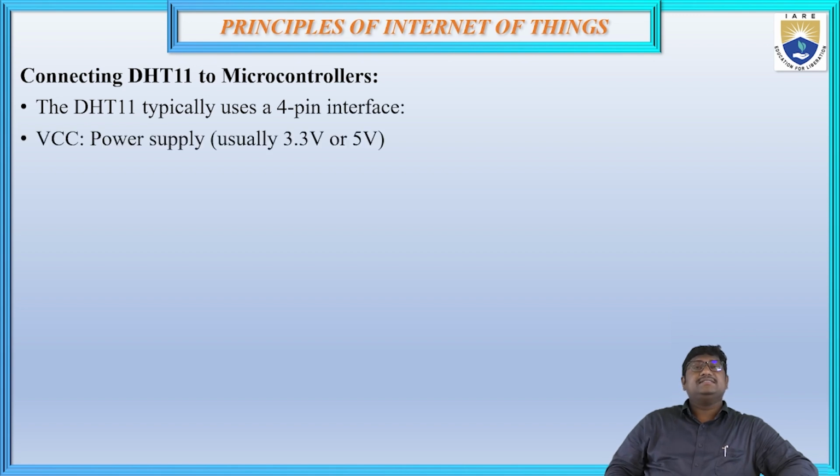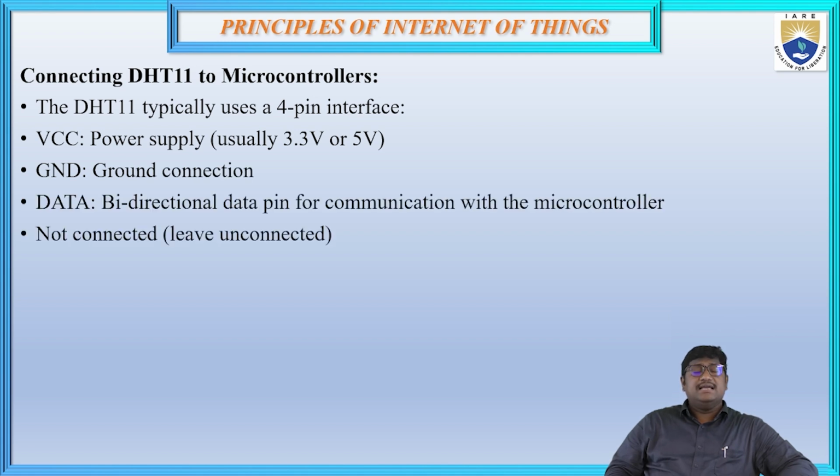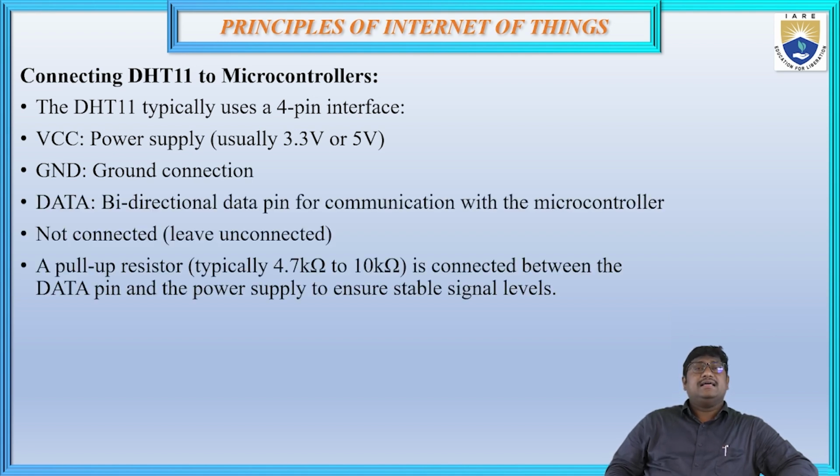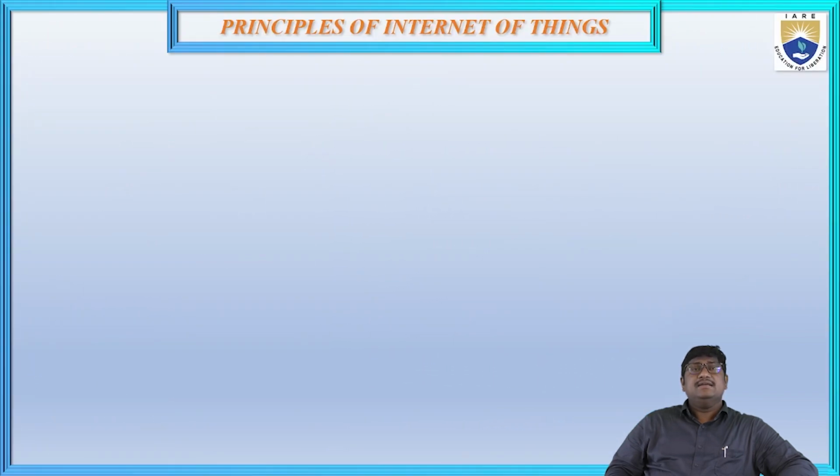Whenever we are connecting the DHT11 to microcontrollers, we need to use a 4-pin interface. One is VCC, another is ground, another is data, which is bidirectional, and the other one is left with no connection. A pull-up resistor between 4 kilo ohms and 10 kilo ohms is used on the data pin. This is how you need to connect to microcontrollers.